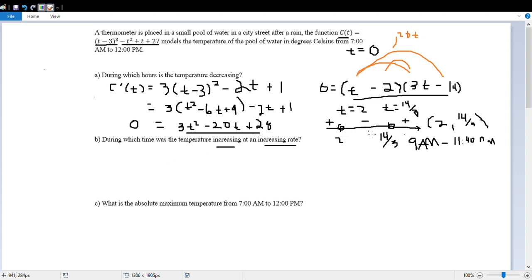Well, we already know that the temperature is going up from 0 to 2 and from 14/3 to the end of our interval, which is 12 p.m. So the question is, where on those two portions is the rate of change also increasing? So I'm going to repeat this procedure. I'm going to take the derivative, and I'll use the version that we have right here. I'm going to take the second derivative of that, giving me 6t minus 20. So this is the rate of change of the rate of change.